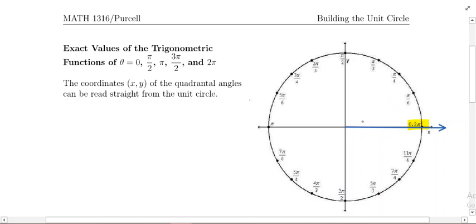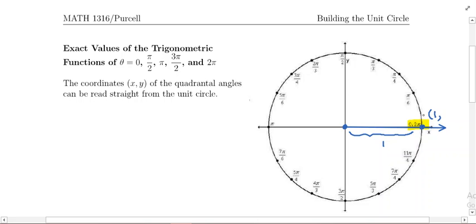So here's the thing. If that's your angle, you're trying to come up with the coordinates of this point, the x-y pair. Remember, this is the unit circle. The radius is 1. The distance from the origin to this point, from the center to the point on the circle, is a distance of 1. So the x value here is going to be 1.